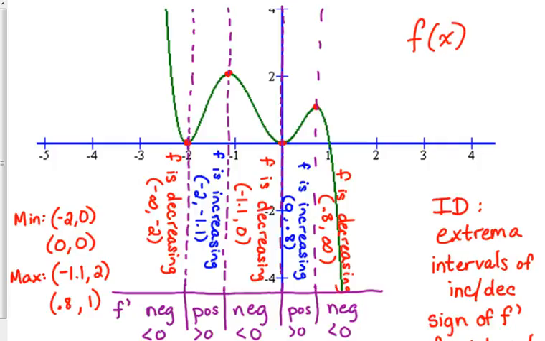Then between -2 and -1.1, our y values are increasing. Then between -1.1 and 0, the y values are decreasing. Between 0 and 0.8, they're increasing again, and then from 0.8 to positive infinity, or those x values, the y values are decreasing. This is one that people tend to get tripped up on.